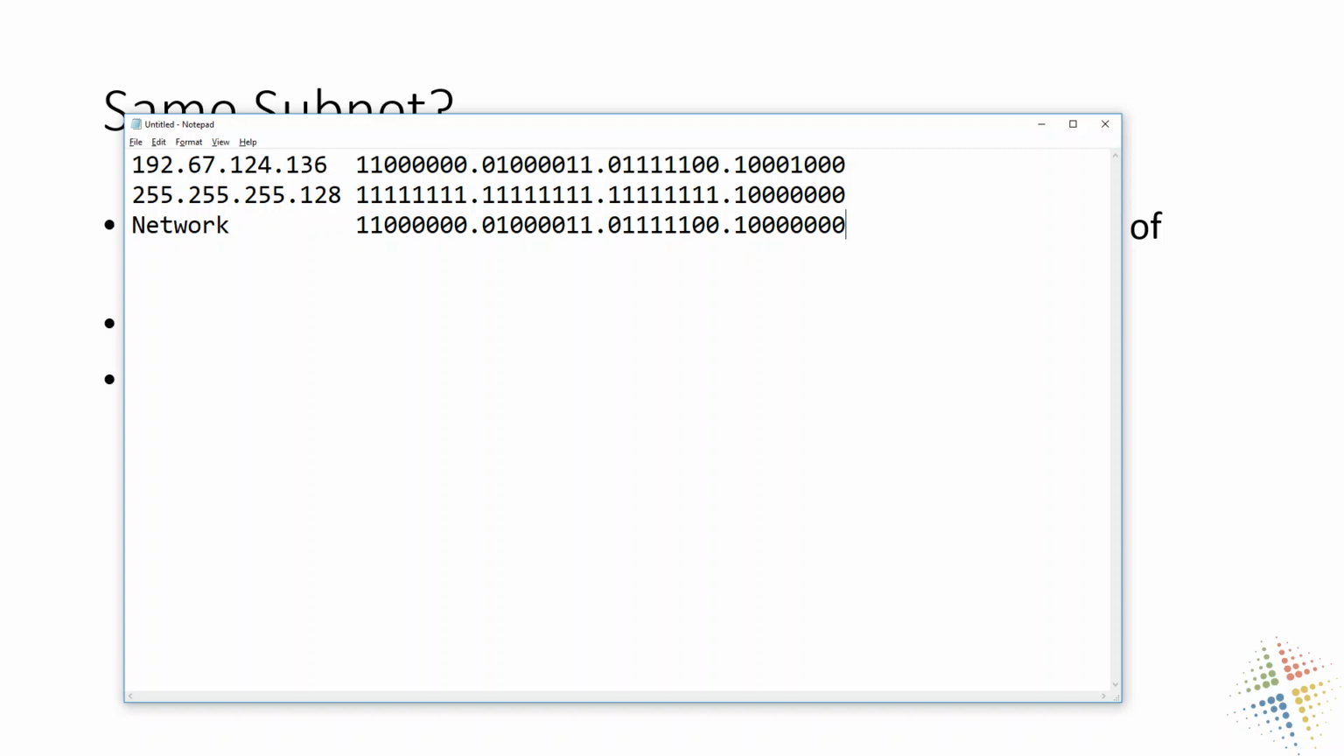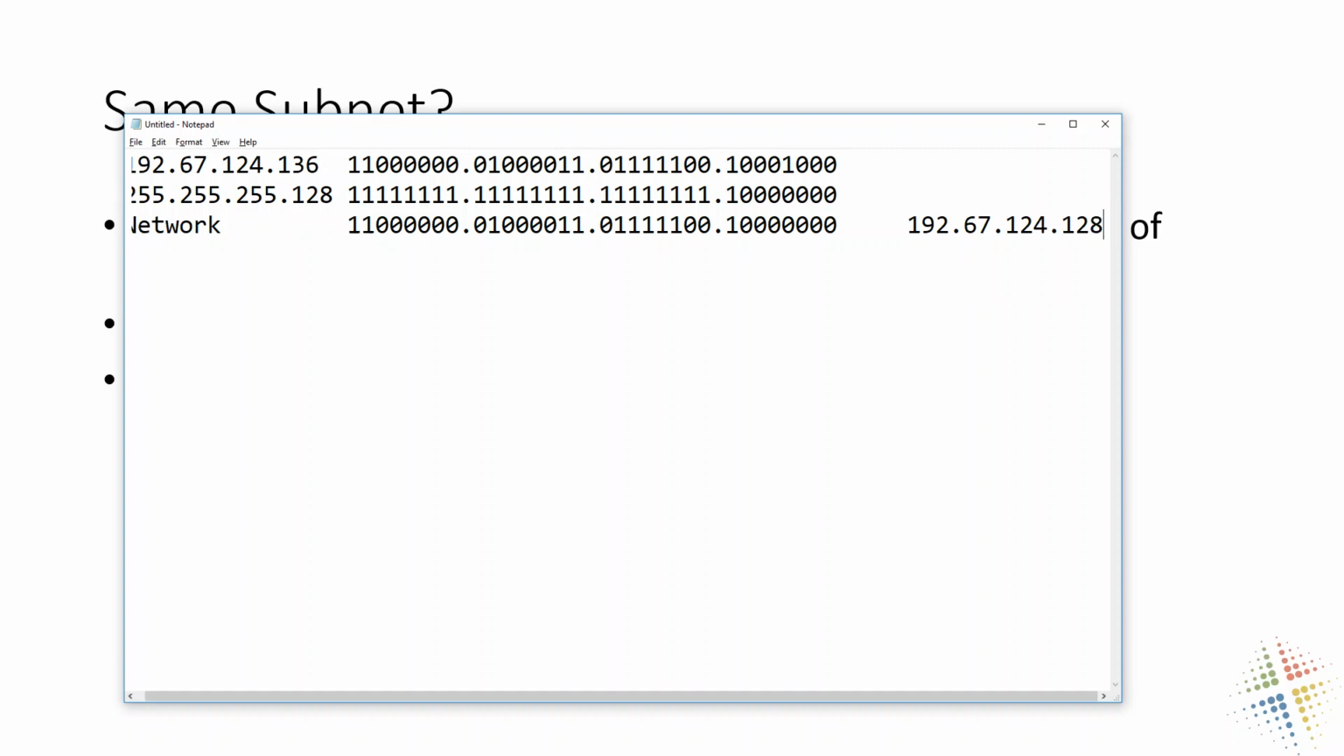Excuse my typos there. I come out with this. Now again, what I'm doing here, basically I'm looking at the subnet mask and drawing a line here and saying everything to this side of the mask is my network, and therefore everything up here is going to carry straight down into my network address, and then everything else is going to be simply zeros. And once I've ANDed this together in binary, now I can convert it back into decimal, which means my network address is 192.67.124.128.